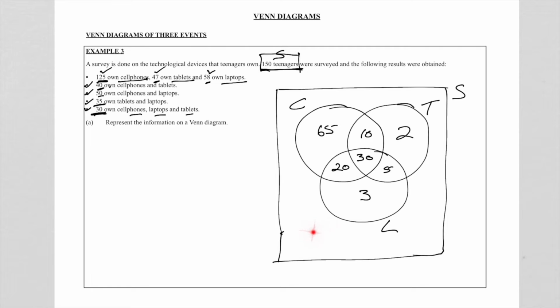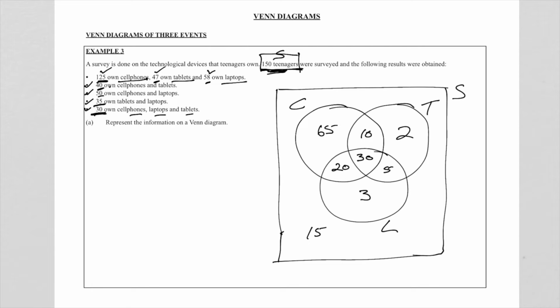And now we want to find how many own 0 devices. And that is 150. Subtract all of these, and you can check, and hopefully you agree with me, we will be left with 15. And now to see if we are correct, if you now add everything, including the 15, we hopefully will get this 150 that we said is our sample space. So that means our Venn diagram is now finished, and we're going to use this Venn diagram to answer questions.